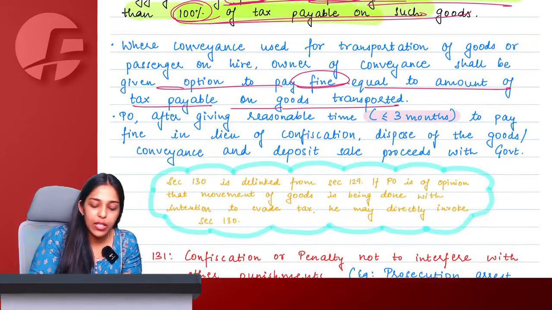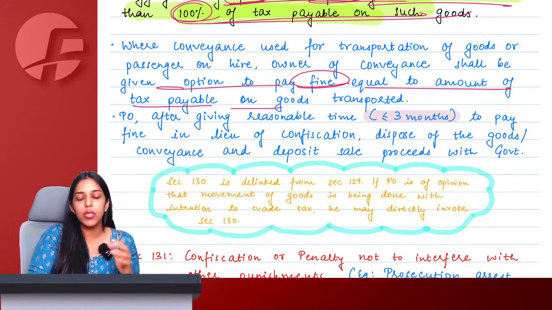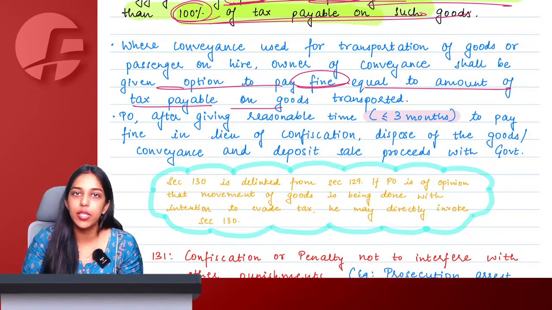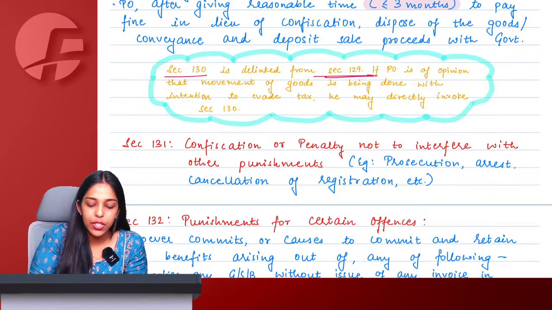The proper officer, after giving reasonable time, less than or equal to 3 months, to pay the fine in lieu of confiscation, will dispose of the goods and conveyance and deposit the sale proceeds with the government if this person is not paying any amount. Okay. Section 130 is delinked from section 129.